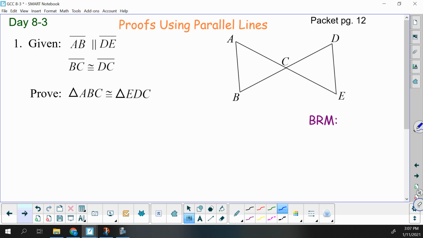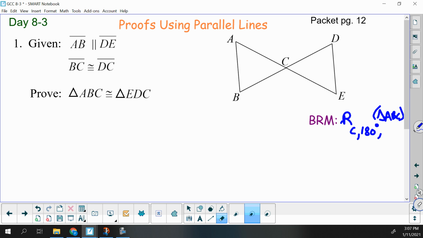Let's start out with our basic rigid motion here. We would want to do a rotation around point C of 180 degrees, and we would have triangle ABC maybe, or you could do the other triangle as well. Feel free to always write that out in a sentence if you don't like doing the transformation notation. So we'll get down our statements and reasons and do our givens.